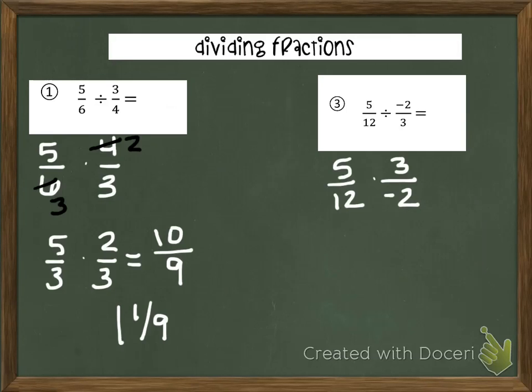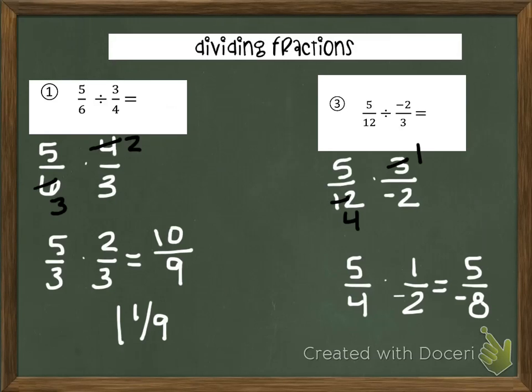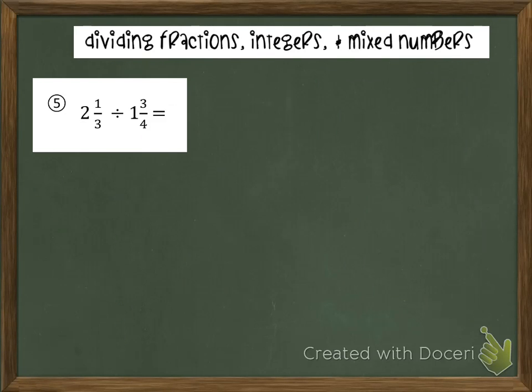So now if we simplify, both the 3 and the 12 are divisible by 3. Rewriting the problem leaves me with 5/4 times a negative 1/2. Multiplying straight across the numerators, 5 times 1 is 5, and 4 times negative 2 would be negative 8 for our final answer.